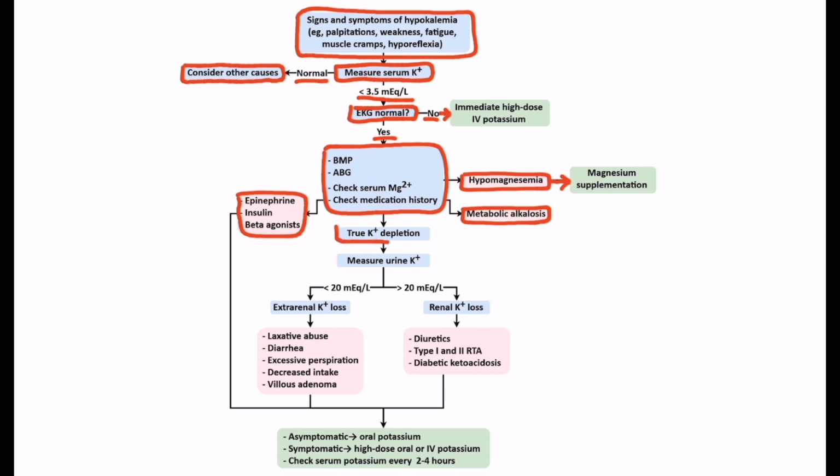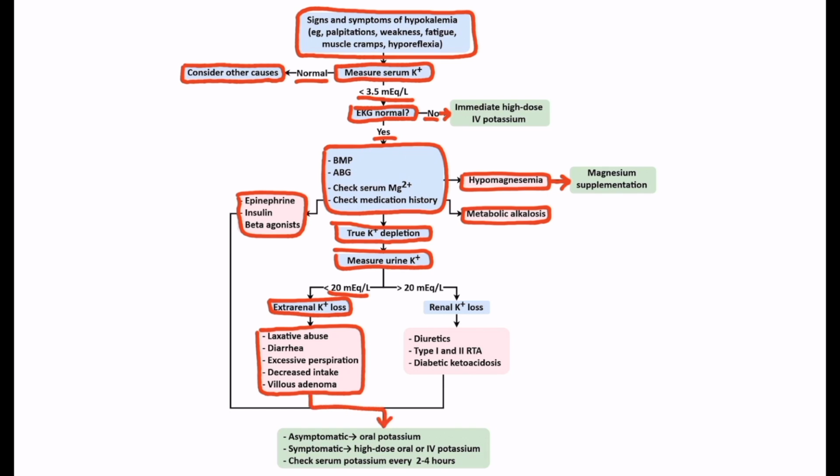In case of true potassium depletion, we should measure urine potassium to differentiate extrarenal from renal potassium loss. This will help us identify the cause of hypokalemia. Urine potassium levels of less than 20 indicate extrarenal potassium loss. This can be caused by laxative abuse, diarrhea, excessive perspiration, decreased intake, or villous adenoma. In any of these cases, we should start potassium repletion.